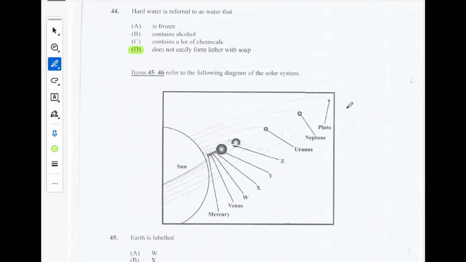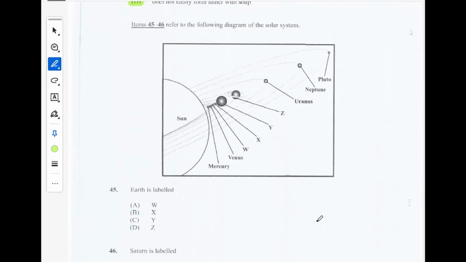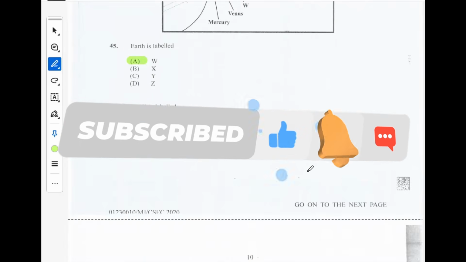Items 45, 46 refer to the following diagram of the solar system. We have the solar system. They have included Pluto. They started at the sun. Earth is labeled the 3rd planet from the sun. Earth is labeled W. Earth is W, that is A. Saturn, we are looking for the planet with the rings. That is Z. We just need to look for Z. And D. 46 is D.